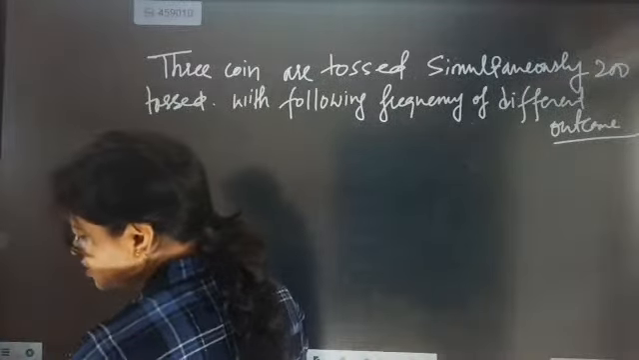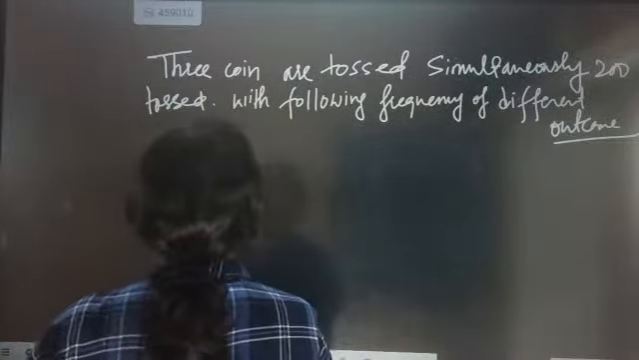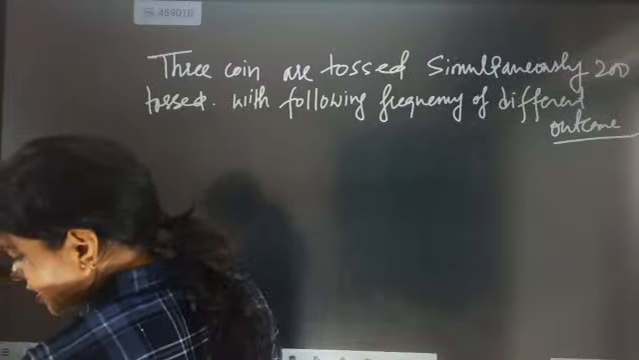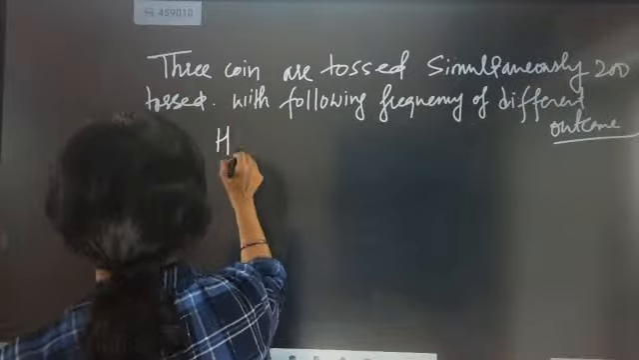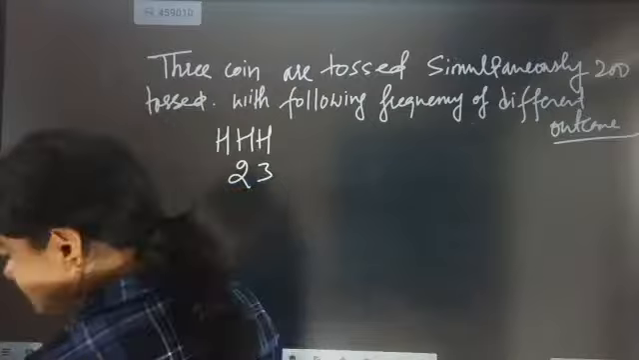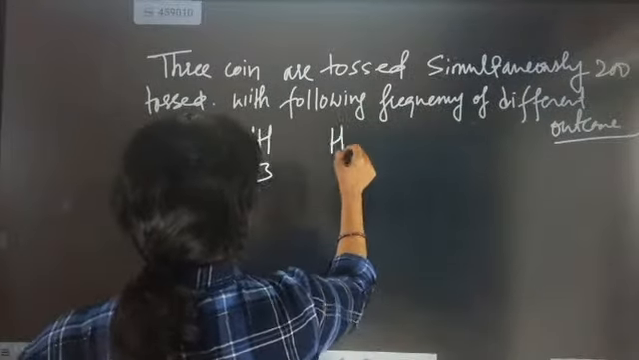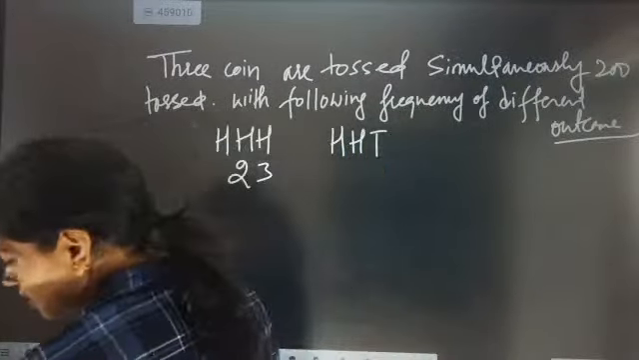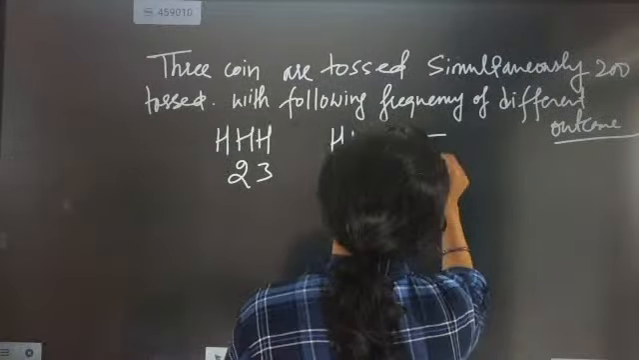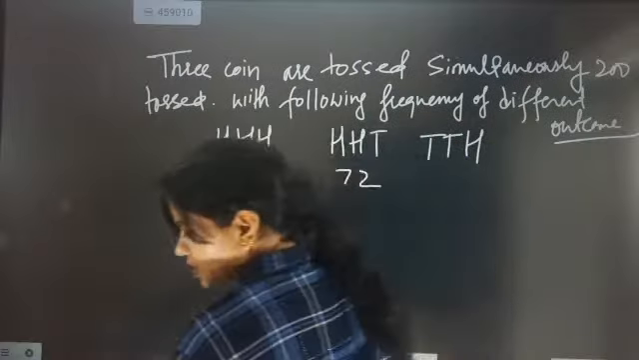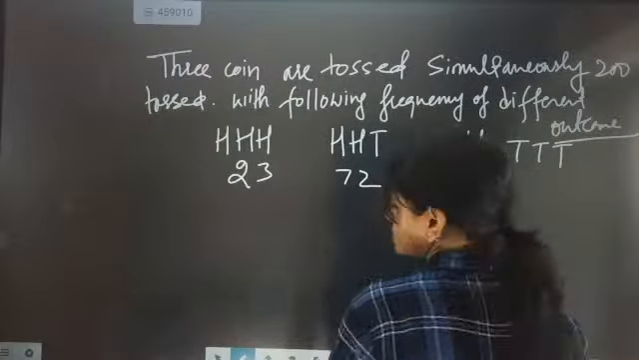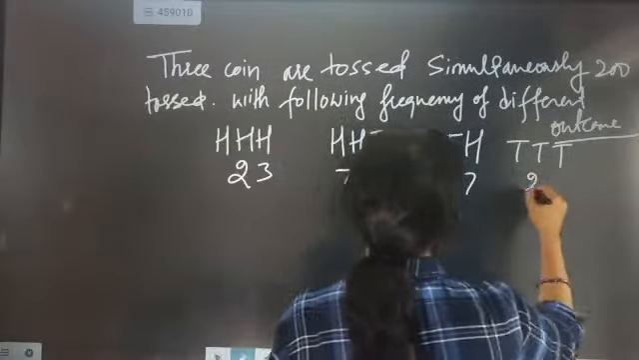So 2 coins are tossed simultaneously 200 times. The following frequencies of different outcomes: 3 heads together is going to be 23. 2 heads with 1 tail is going to be 72 times. 1 head with 2 tails is going to come 77 times. No head, means all tails, is going to come 28 times.